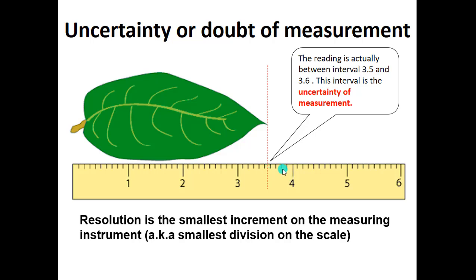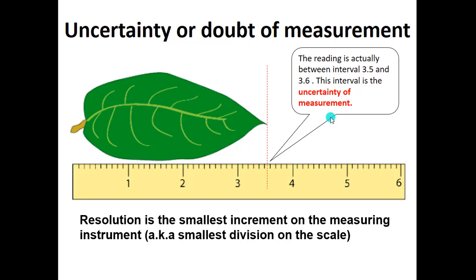But as you can see, the end of the leaf is not exactly at the 3.5 cm mark. We cannot really tell for certain that the length of the leaf is 3.5 cm. So we are going to estimate the length of the leaf. We estimate it is about 3.5 cm. The reading is actually between the interval of 3.5 cm and 3.6 cm. This interval is what we call the uncertainty of the measurement.